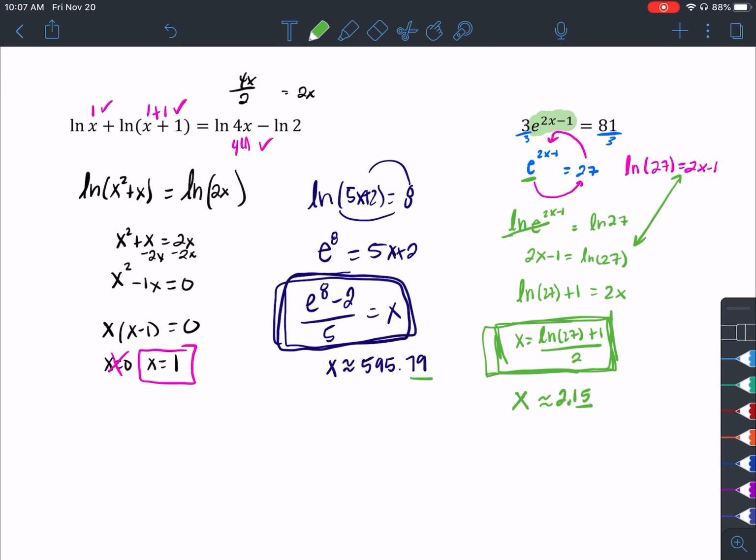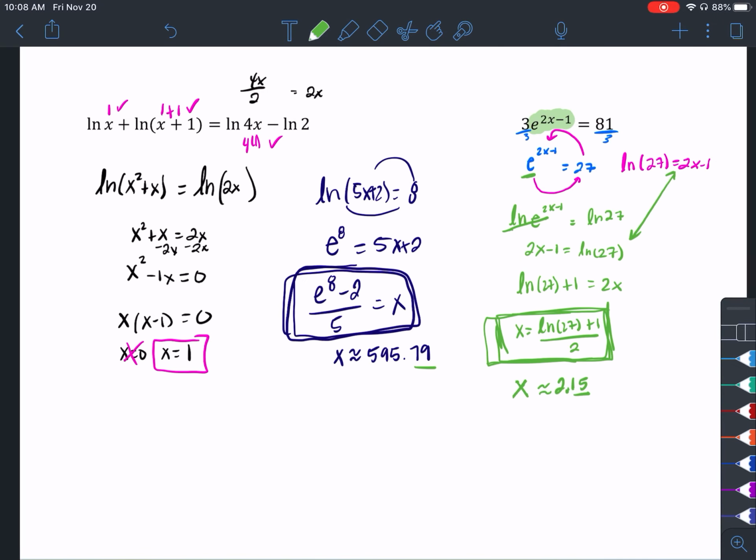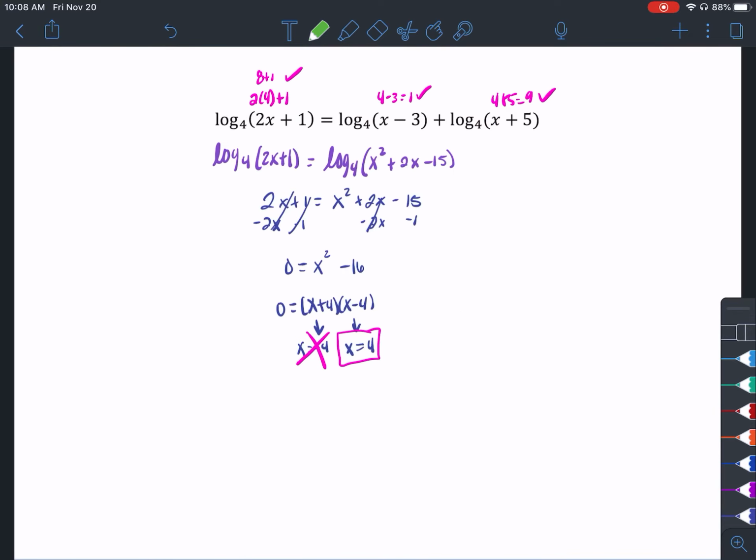Here's some other examples of solving logarithmic equations. This one is obviously an exponential, but we used a logarithm to get there in the end.